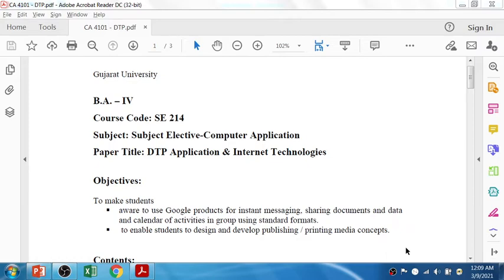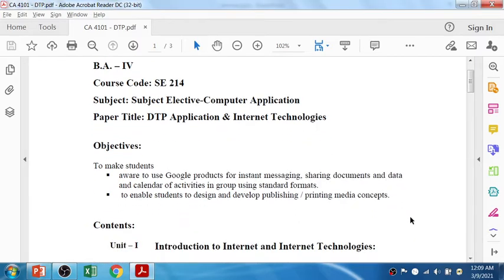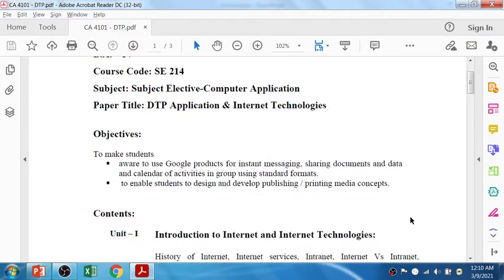Let's see the syllabus. The objective of this syllabus is to make students aware to use the Google products for instant messaging, sharing documents and data, and the calendar activities in the group using standard formats. To make students enabled to design and develop publishing as well as printing media concepts.